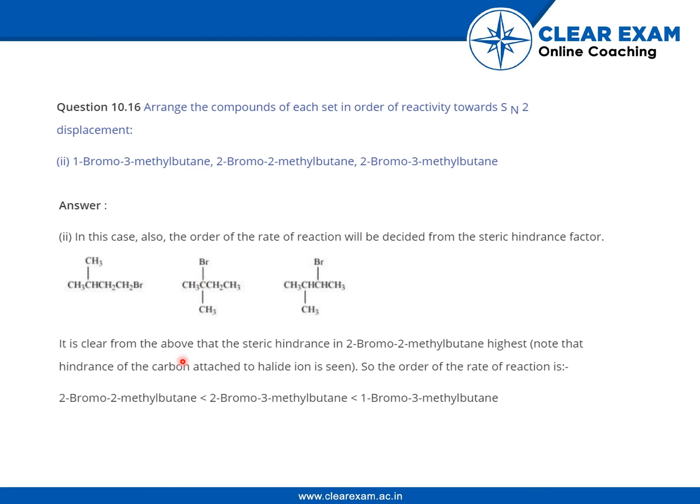Okay, so now we have to compare between these two. Sorry, this has 1 degree carbon. As Br is attached to 1 degree carbon, it will have the most reactivity. This will have the least reactivity, and this will have the middlemost reactivity, as it is 2 degree carbon. So as you can see, in this order.